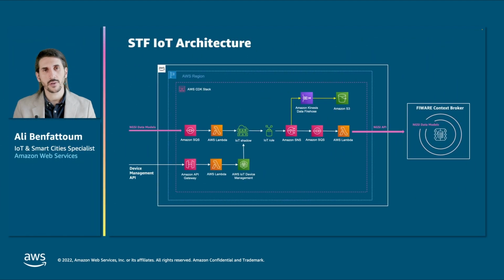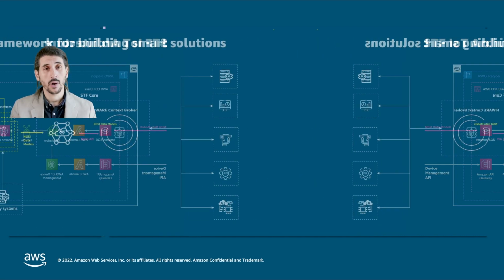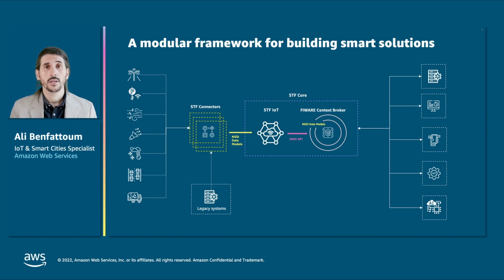The STF IoT module is synchronized in real time with the context broker, so any change that occurs in the STF IoT module is replicated in the context broker and stored as well in the STF IoT data lake. These two modules, the STF IoT and the Fiware context broker, form the core of the STF. And once the STF core is deployed, you have set the foundations for your platform. You can now easily add new modules and capabilities, new data producers and consumers over time. You can also integrate your existing applications and legacy systems.